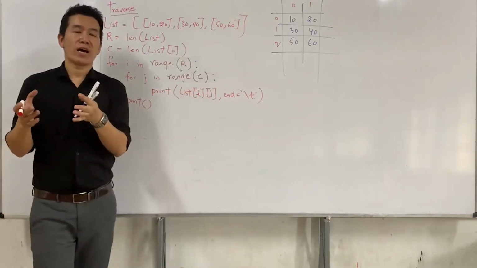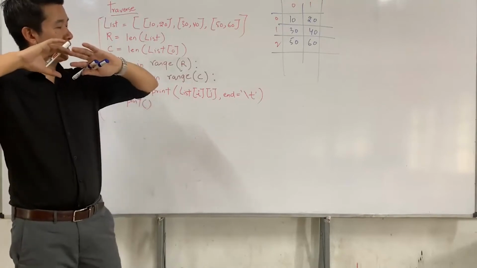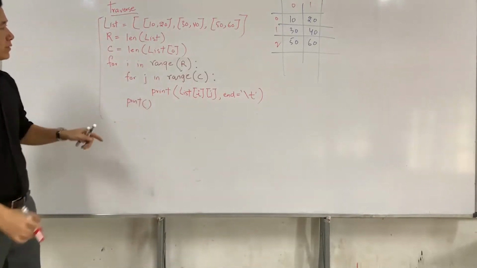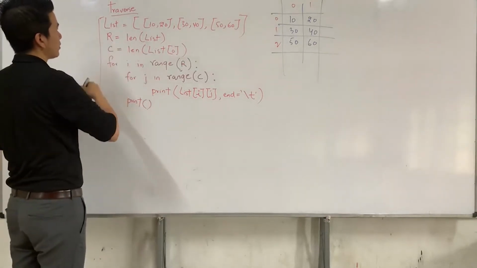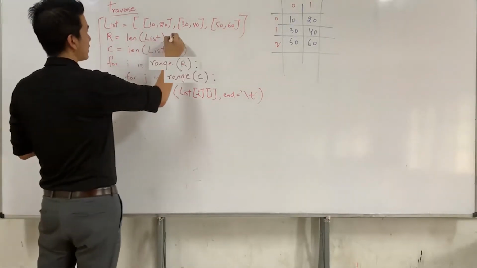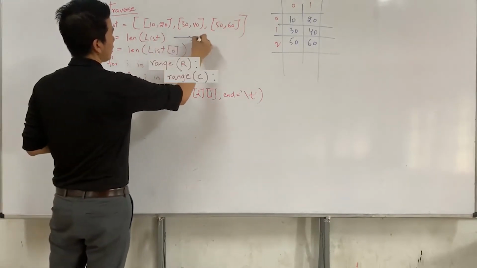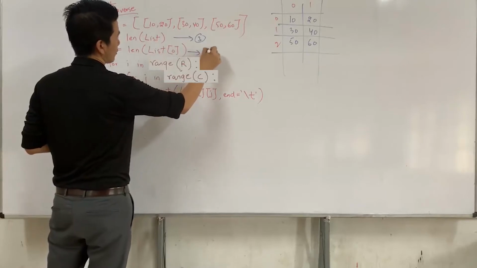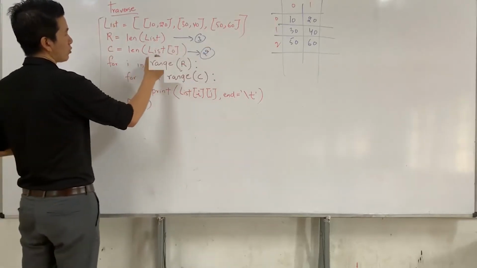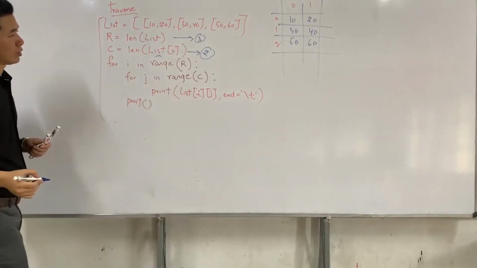The reason why I said it'll be easier for you to understand the program better is, now when you scan the program, you will just realize, say, the length of list is how much? The length of list is 3, and the length of list of 0 is 2. Okay, so you have 3 here, and then you have 2 here.